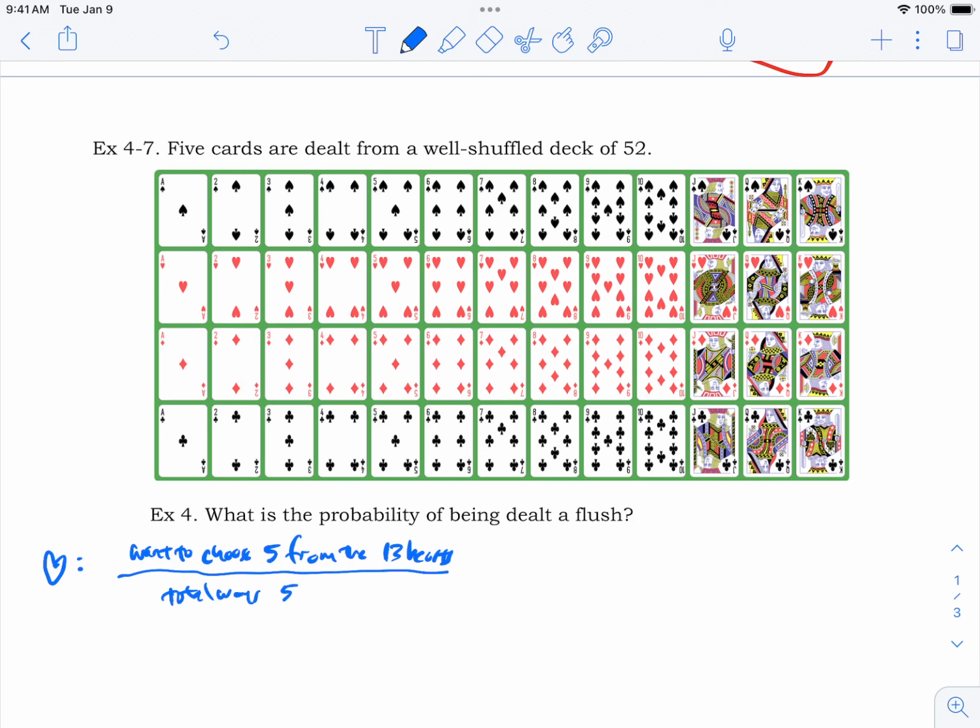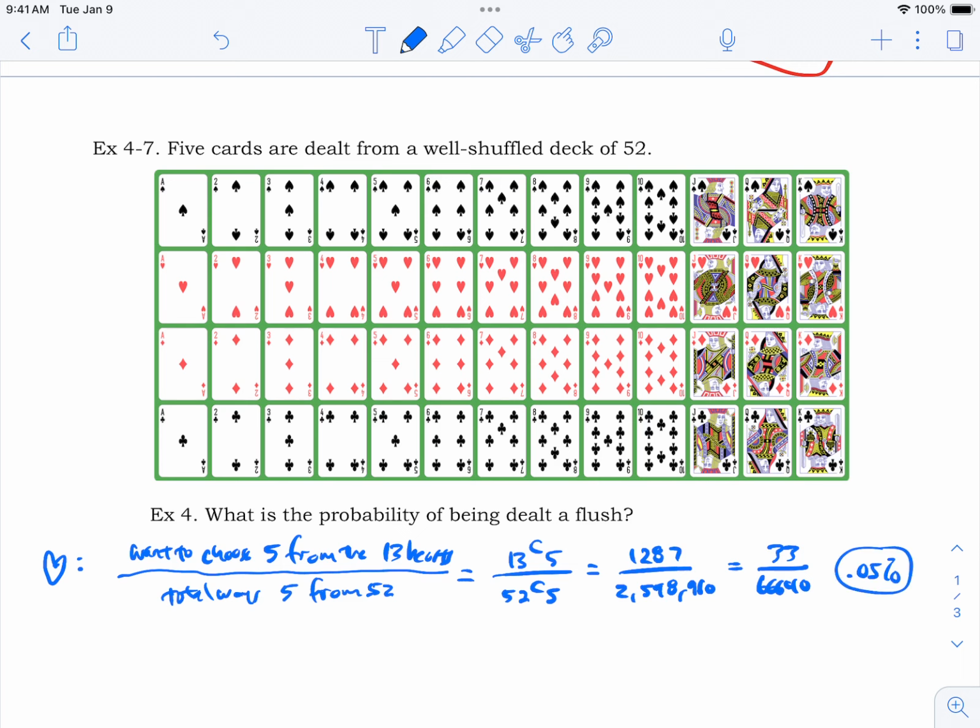how many ways can you choose 5 from the entire deck? Right, that's the total number of things that could happen. So notice it's 13 heart cards choosing 5, and 52 cards in the entire deck choosing 5. If you work this out, the top should come out to 1287. The bottom comes out to 2,598,960. Whoa. So this is about 33 in 66,640, or just as a percent, something like 0.05%. Not very likely that you're going to be dealt a heart flush.